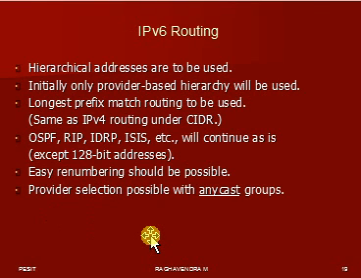And routing in IP version 6: hierarchical addresses are to be used. Initially, only provider-based hierarchy will be used. Longest prefix match routing is to be used, same as IP version 4 routing under CIDR. OSPF, RIP, IDRP, IS-IS, etc. will continue as is, and easy renumbering should be possible. Provider selection is possible with anycast groups.